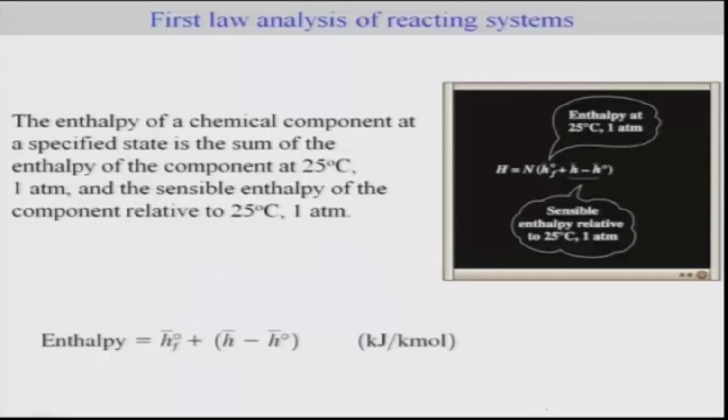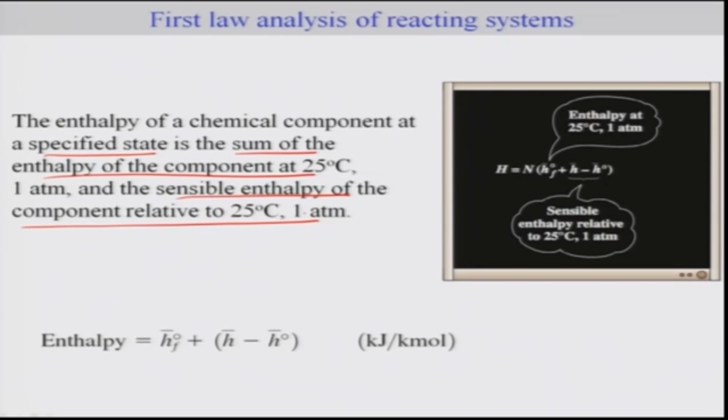Now let me take the next step and try to first explain the first law of the reacting system. Before we go through this, we must understand the enthalpy calculations at given states. Okay, let's say T and P. The enthalpy of a chemical compound at a specified state, that is your T and P, is nothing but the sum of the enthalpy of the component at 25 degrees Celsius, 1 atmosphere, and the sensible heat enthalpy of the component relative to 25 degrees Celsius and 1 atmosphere.